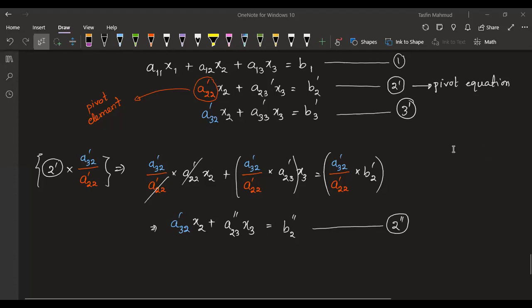Okay, so now we are going to do the same step. We will subtract this modified pivot equation, which was our modified pivot equation.